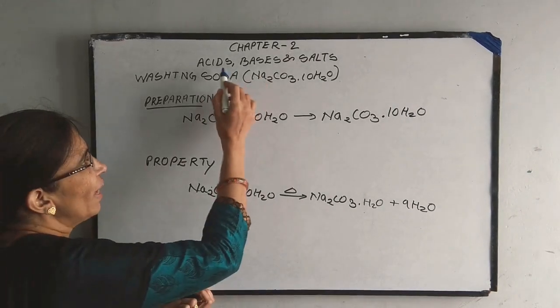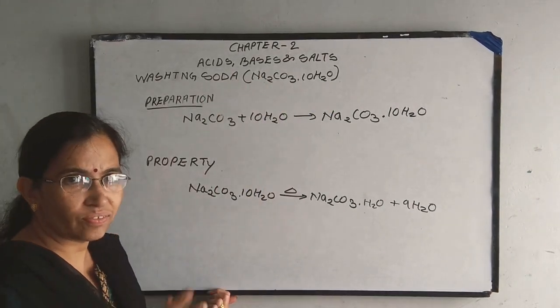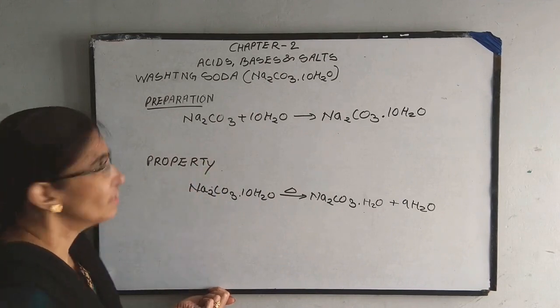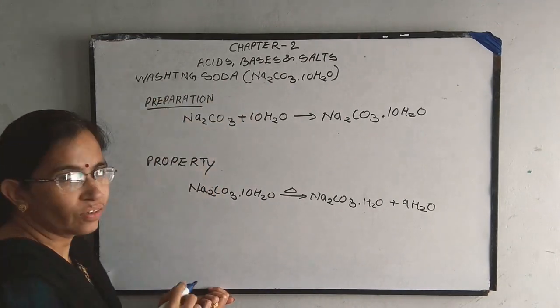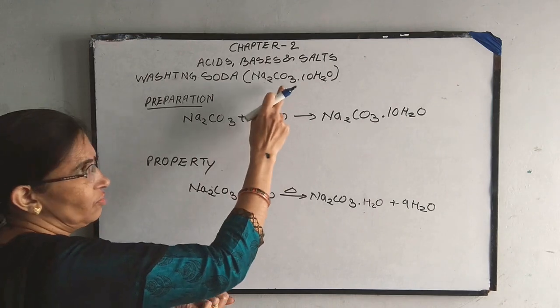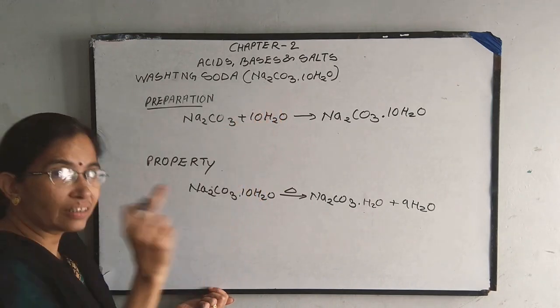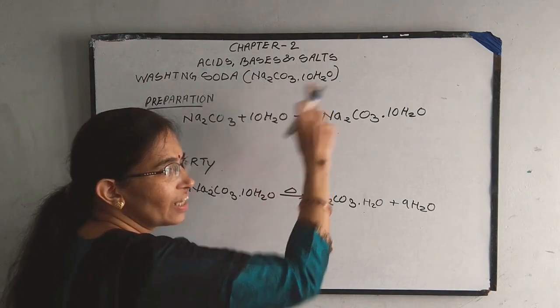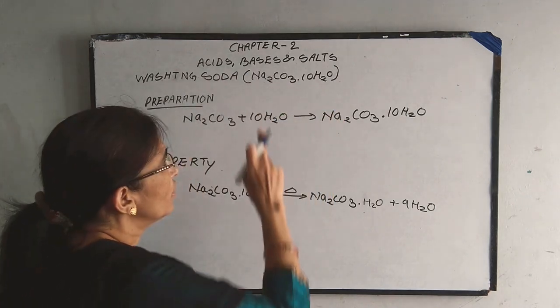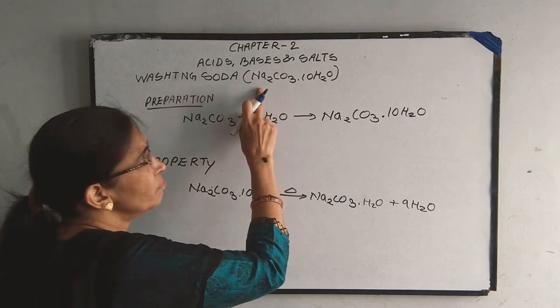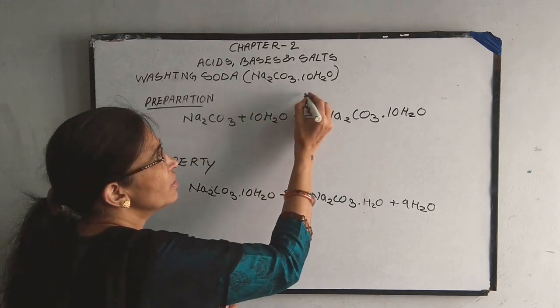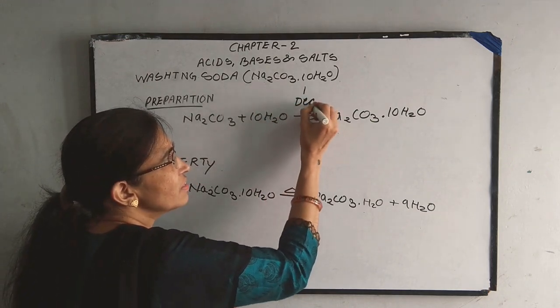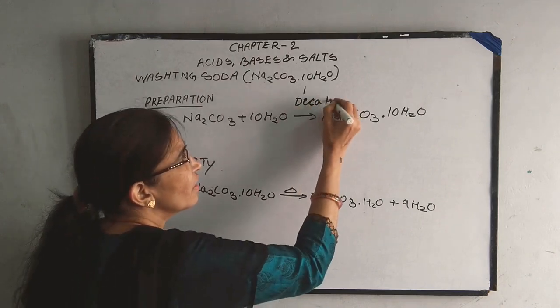Again, chapter 2, acids, bases and salts. Today we are going to complete this chapter. The topic is washing soda. The chemical formula of washing soda is Na2CO3.10H2O, and the chemical name is sodium carbonate decahydrate.